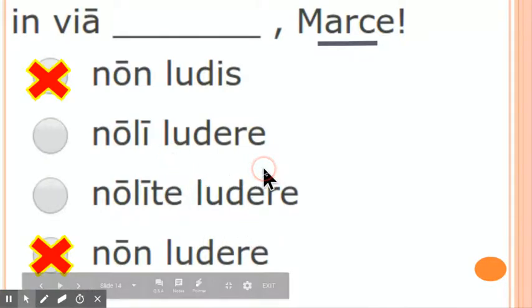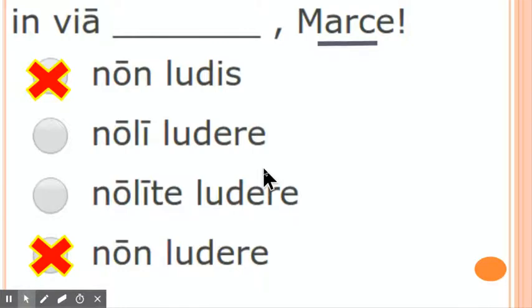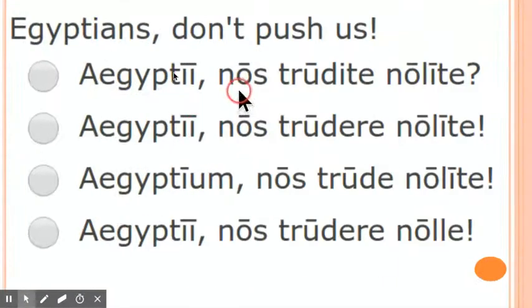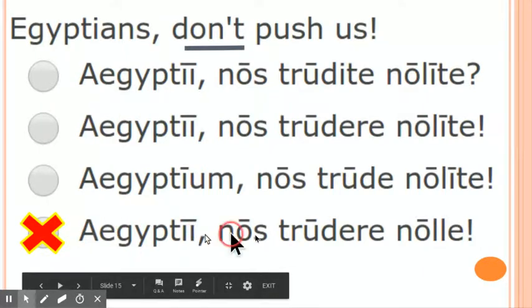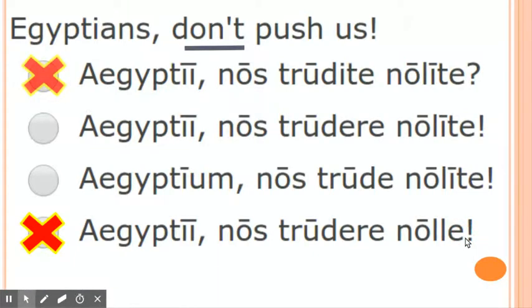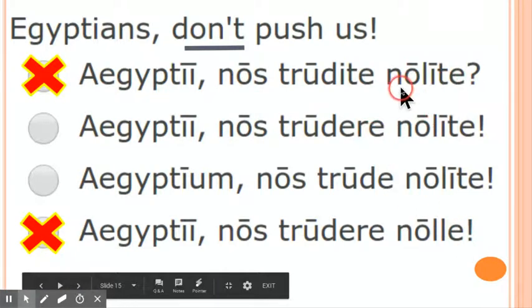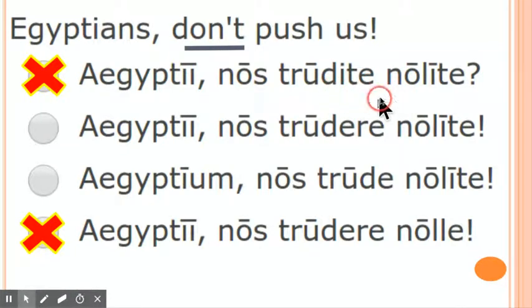Who are you dealing with? 1 or 2 people? You're only dealing with one Marcus. Therefore, it's noli, second person singular imperative. Egyptians, don't push us. Who are you talking to? Don't. And you're talking about Egyptians, plural. So it's clearly not this one. Why? Because that's noli. That's not the form of noli or nolite. It's not this one right here because it's the imperative, noli, don't wish, to touch, imperative. So therefore, that wouldn't work.